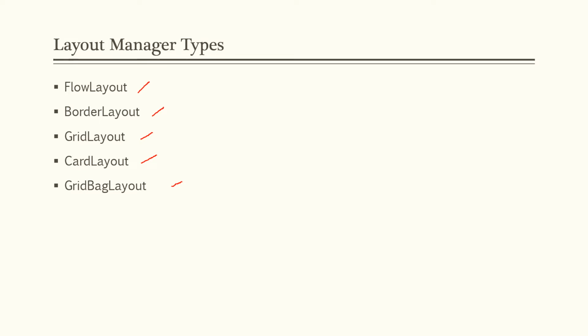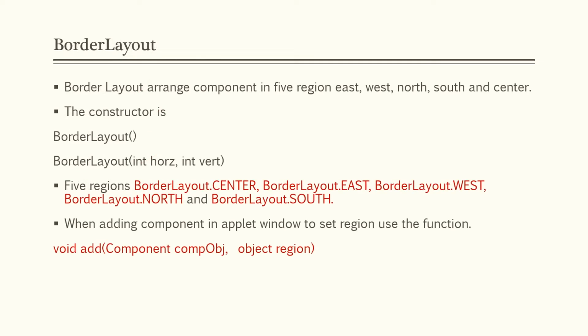In this video, we learn only BorderLayout. In subsequent videos, we learn the other layouts also. BorderLayout arranges components in 5 regions: east, west, north, south and center. The constructors are BorderLayout and BorderLayout with horizontal space, vertical space. The 5 regions are constant integers: BorderLayout.CENTER, BorderLayout.EAST, BorderLayout.WEST, BorderLayout.NORTH, BorderLayout.SOUTH.